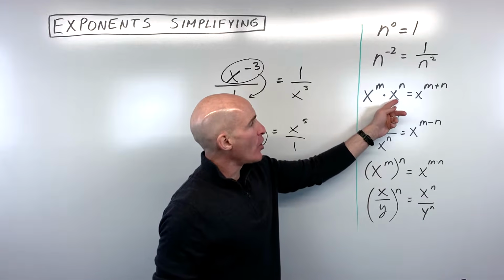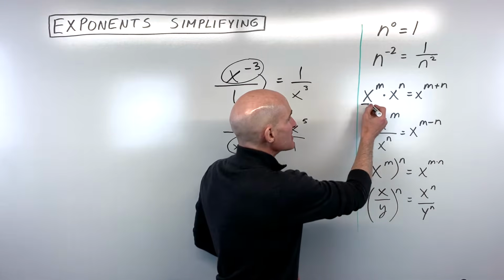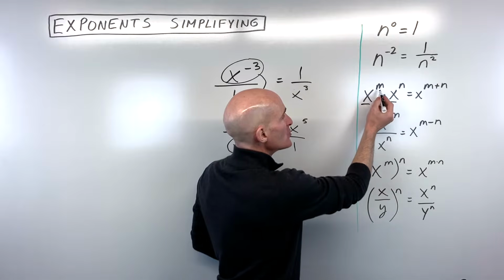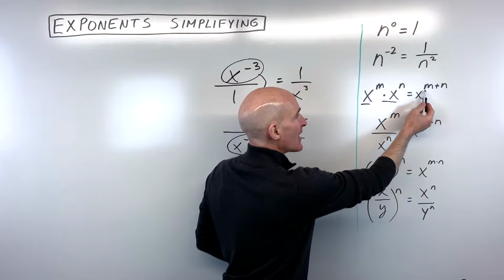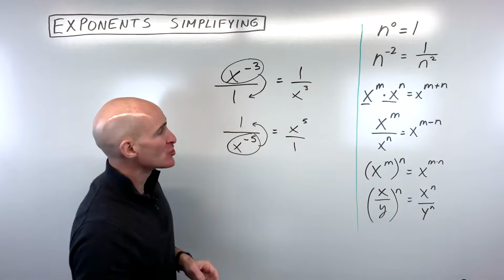Now here, where you're multiplying, if these bases are the same, then what we do is we add the exponents. So x to the m times x to the n is equal to x to the m plus n. And let me just show you quickly why that is.